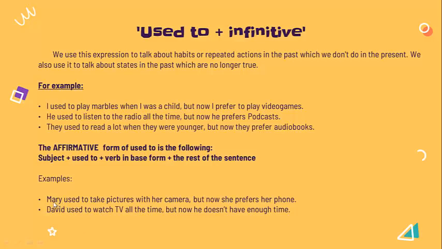Okay? As you can see, we have the subject Mary, then used to, the verb in base form, and the rest of the sentence. The second example, we have the same. David, that is a subject, then the used to, and the verb in base form.